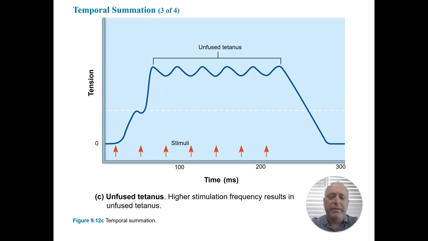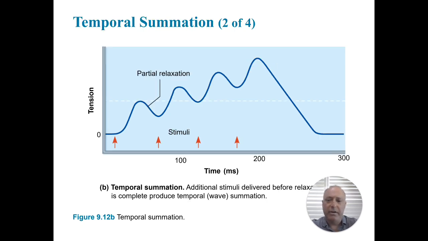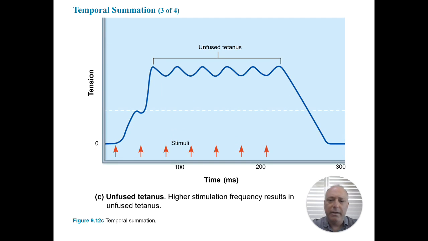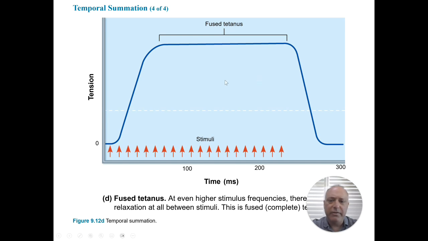In the condition of tetanus, where the muscle is unable to relax, there are two conditions. One of them is called unfused tetanus, where you could actually see the summation occurring as it maintains tetanus. So this is maximum contraction without any relaxation. This is unfused when you can see the summation. Fused tetanus, a little more severe, is just fully contracted without any relaxation at all.